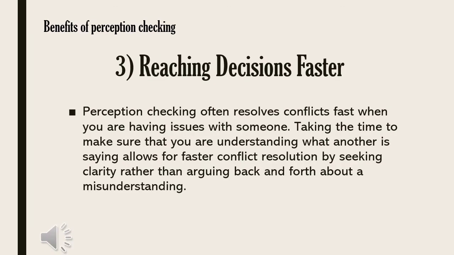Another benefit of perception checking is reaching decisions faster. Perception checking often resolves conflicts fast when you are having issues with someone. Taking the time to make sure that you are understanding what another is saying allows for faster conflict resolution by seeking clarity rather than arguing back and forth about a misunderstanding.